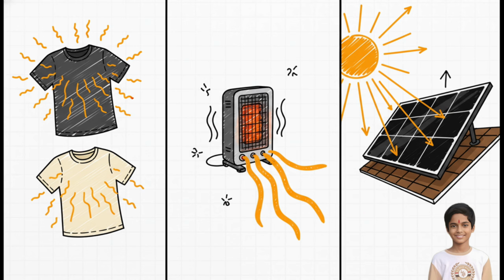We see this science applied everywhere. Electric room heaters actually have mirrors behind the heating coil to reflect the radiated heat forward, so it doesn't just get wasted. And solar panels? They use black metal sheets to absolutely maximize how much heat they absorb from the sun.